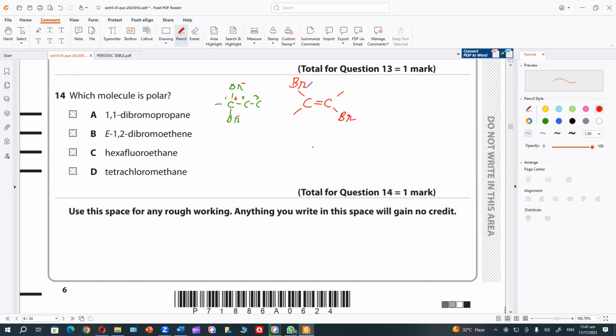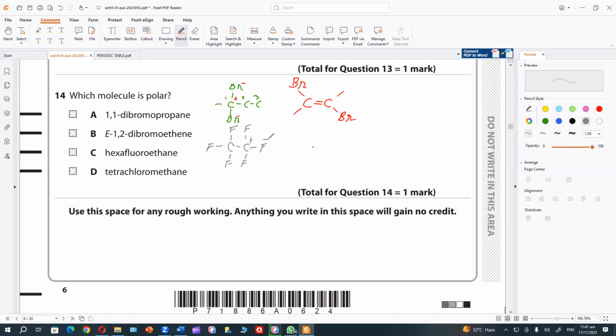Hexafluoroethane. What is the meaning of hexafluoro? It means six fluorine. All bonds are interestingly facing each other, all polar bonds. I make plus and minus on each.